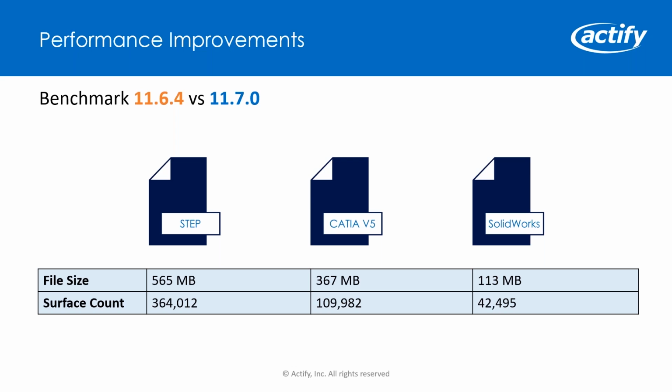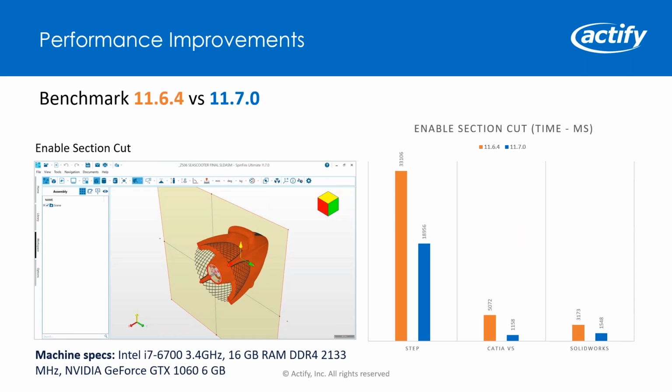We used several different file formats: STEP, CATIA v5, and SolidWorks in this example, and a variation of file sizes. So you can see the STEP files, 565 megabytes, down to SolidWorks 113. So an array of different file sizes, and also the surface count from 364,000 surfaces to 42,000 to try and view the performance differentiation. We've also used a consistent machine as well with the spec noted at the bottom here, an Intel i7 processor, and using the NVIDIA GeForce graphics card.